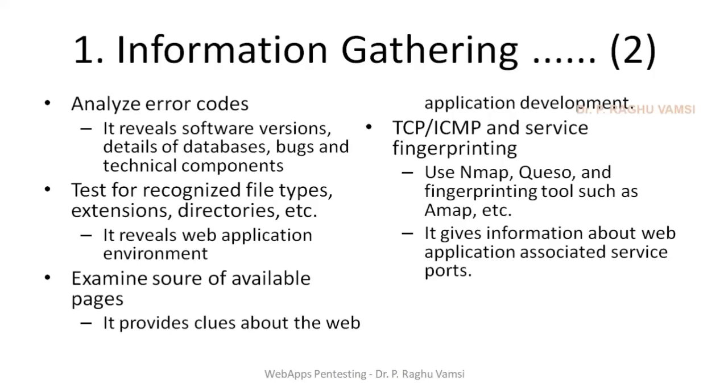Next one is TCP or ICMP and service fingerprinting. The TCP and ICMP services running on the target system will be known via Nmap, Paketto, and fingerprinting tools such as AMAP, etc. It gives the information about the web application associated with the service ports. So this is the information that you will gather at the first level.